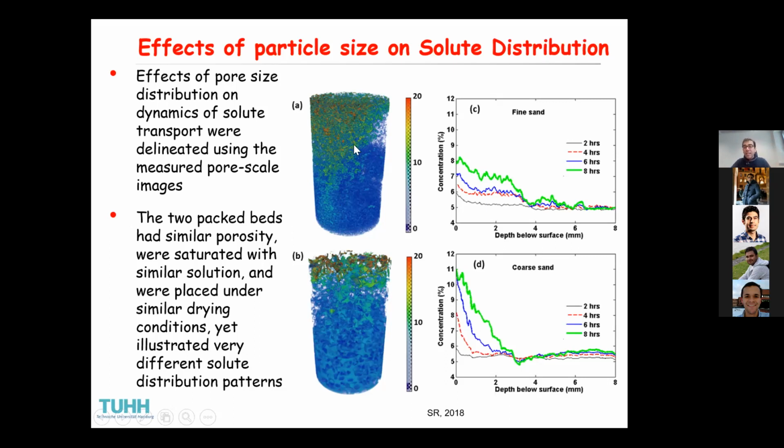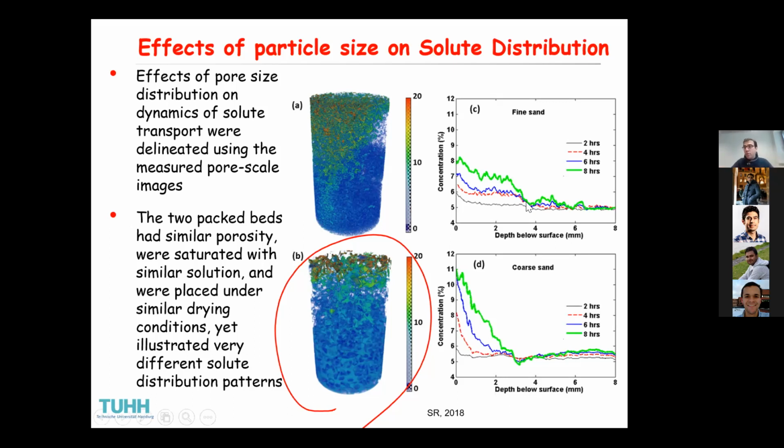And as you can see here, with only the difference in the particle size distribution, you see a very different pattern. In the case of coarse textured material, the bottom one here, you see the higher concentration close to the surface, the red color there, right? So you have a stronger gradient close to the surface, while in the case of fine textured material, you have a more dispersed distribution, okay?